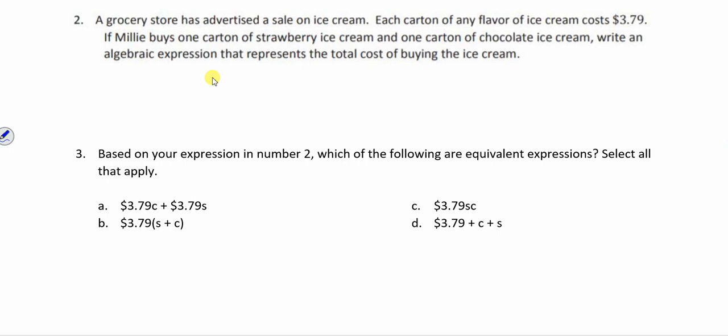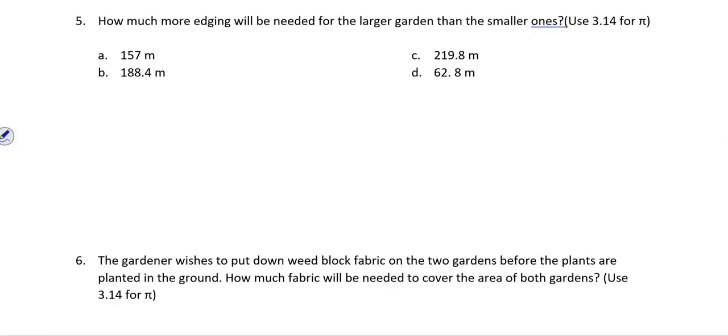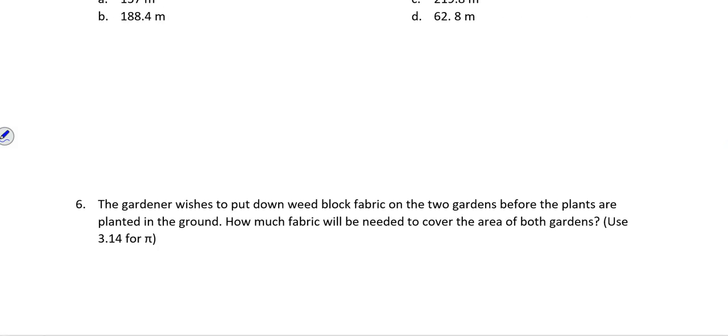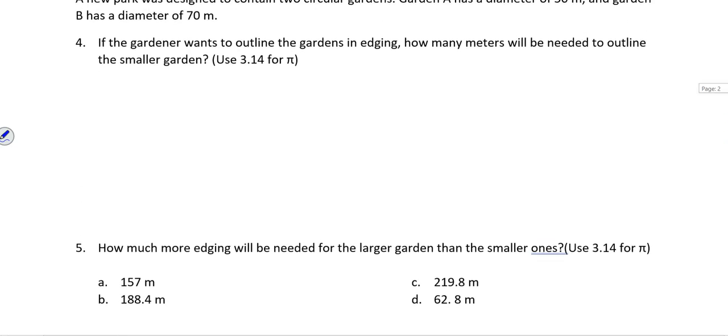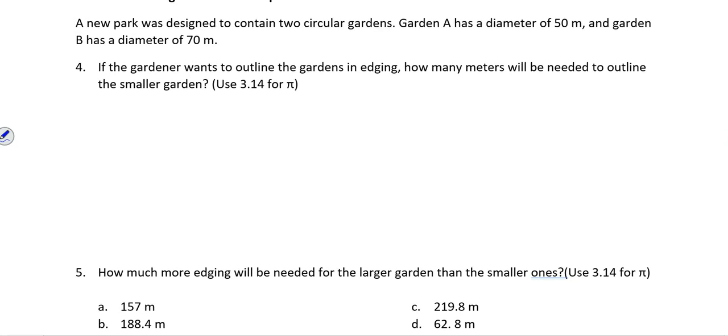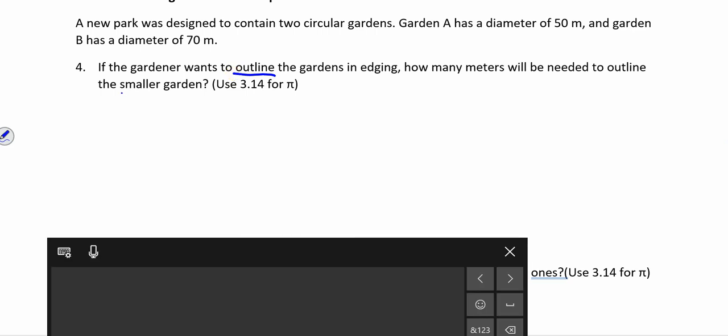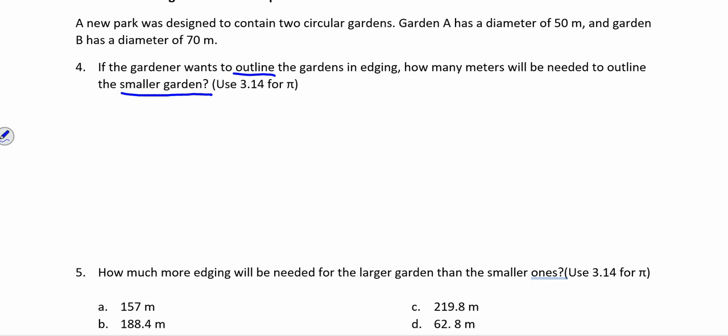All right, so we're moving on to number 4. Oops, too far. Number 4. So a new park was designed to contain 2 circular gardens. Garden A has a diameter of 50 meters and Garden B has a diameter of 70 meters. If the gardener wants to outline the gardens in edging, how many meters will be needed to outline the smaller garden? So we're looking at the smaller garden. That's all we're looking at. Well, the smaller garden has a diameter of 50 meters.